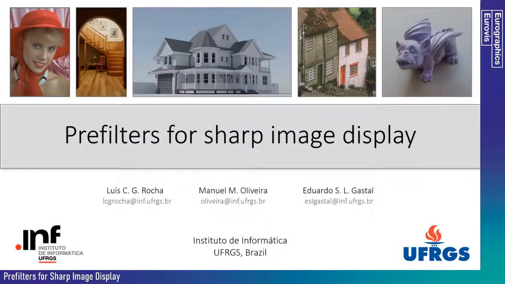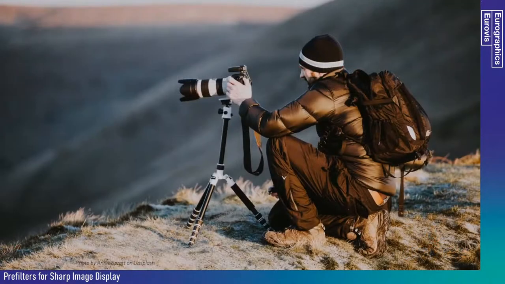Center work on prefilters for sharp image display. When we look at a digital picture, we are not seeing an exact representation of what was photographed. This is due to the intrinsic difference between entities in the real world, which are continuous, and their digital representation.